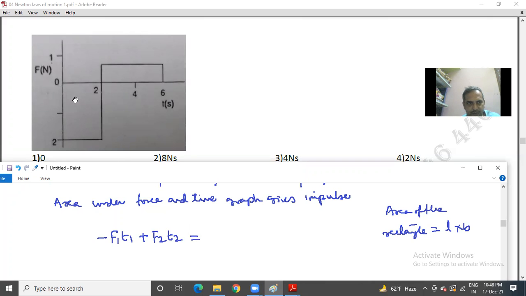So therefore, in the first portion, F1 will be equal to 2 and the time interval is also 0 to 2 seconds, means it is 2 seconds. Plus the next portion, L will be the time gap, that is 6 minus 2, it will be 4, and into F will be 1 newton. So therefore this will be -4, this will be +4, answer will be 0. So impulse is 0. First option is correct.